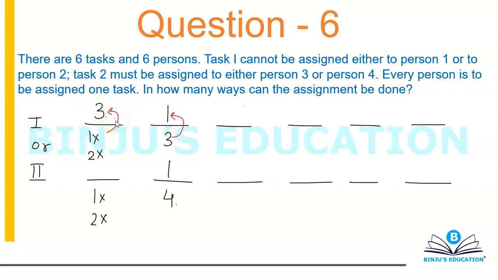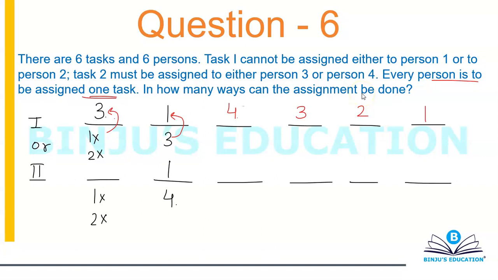Which means I'm left with 4 persons. So any of the 4 persons can do task number 3, any of the 3 will do task number 4, any of the 2 will do task number 5 and the remaining one will do task number 6. Now you want to complete all the tasks, right? And they have also said that every person is to be assigned one task. That's why I am reducing the number of people also. Don't get confused why I am reducing the number of people, it's because it says that every person is to be assigned one task.